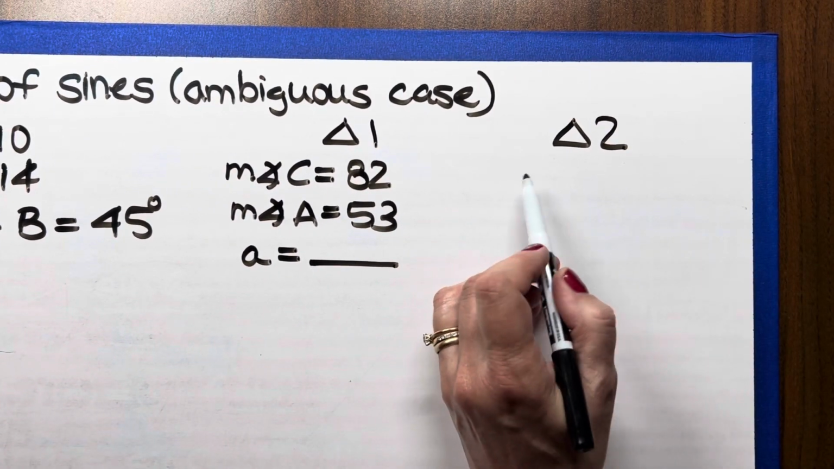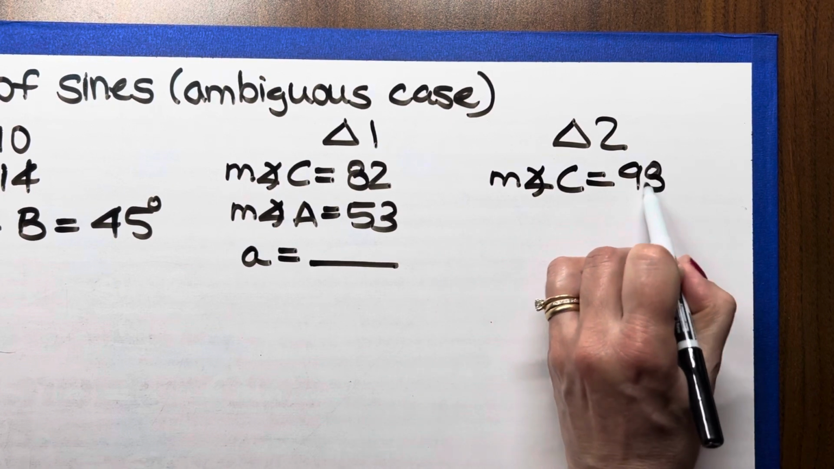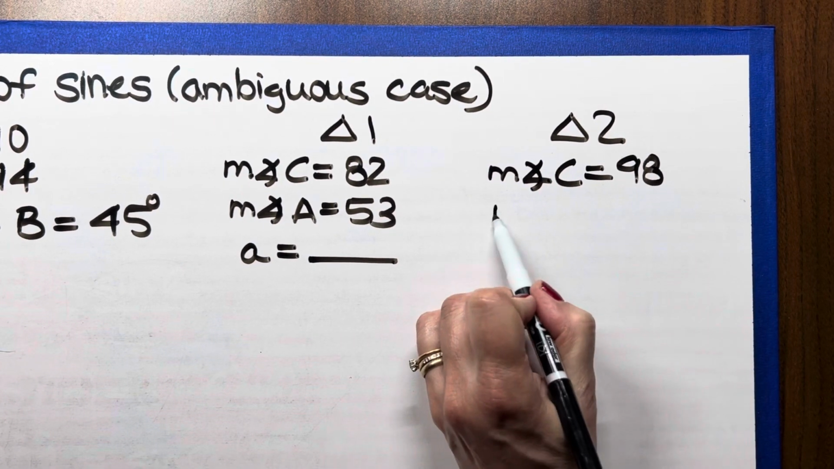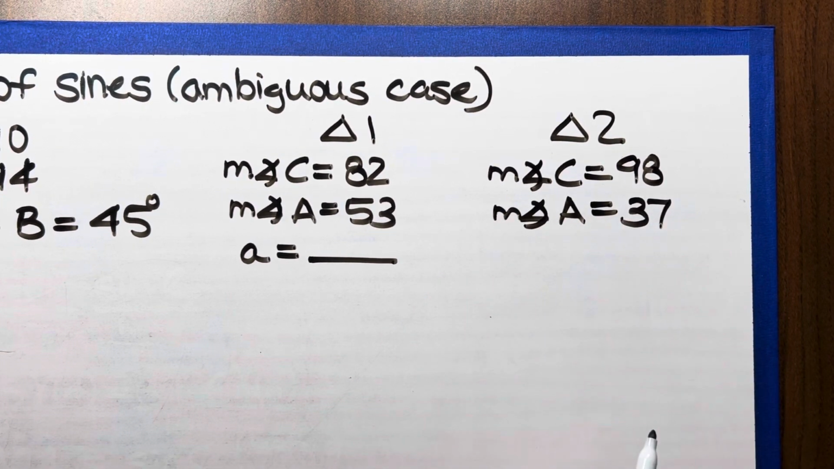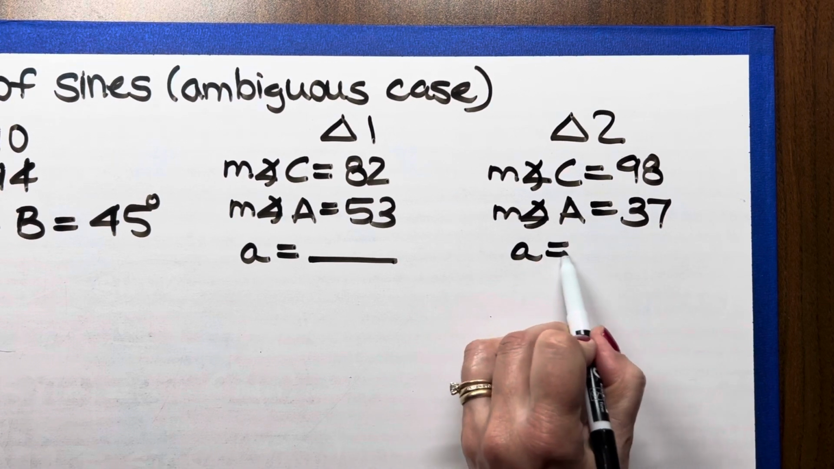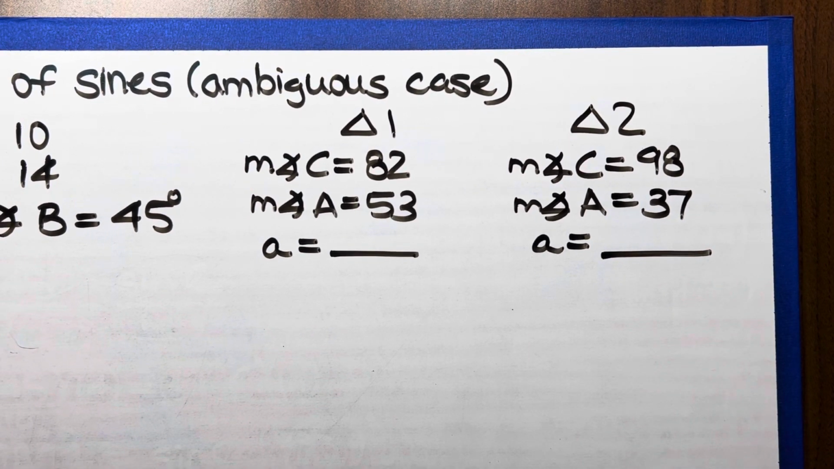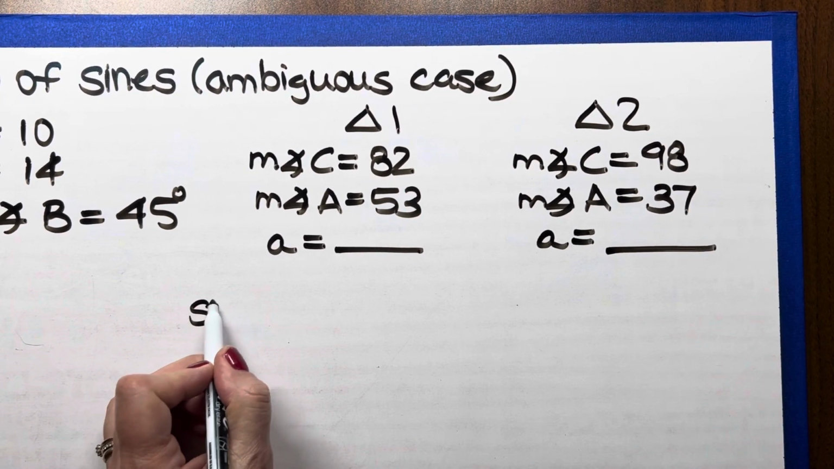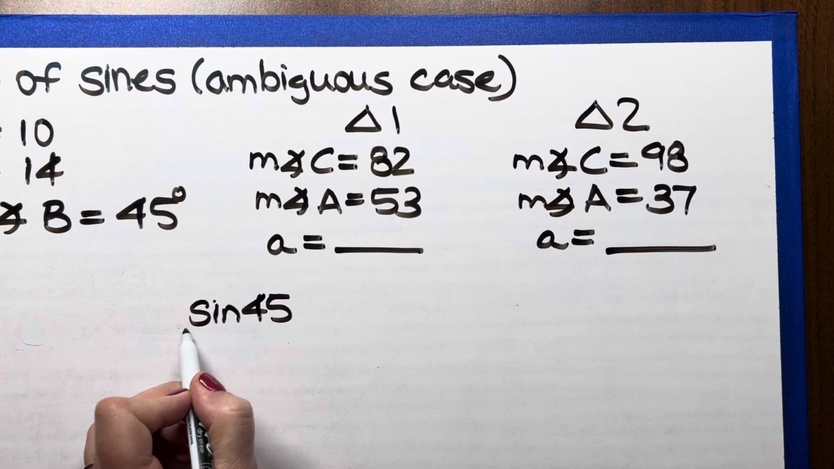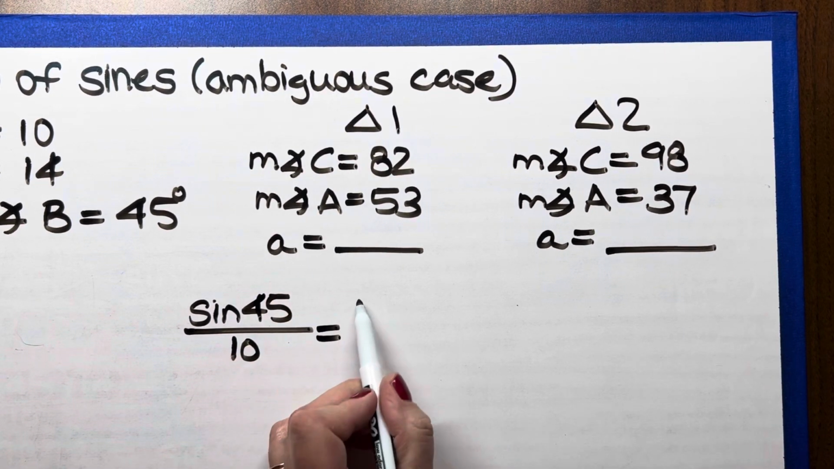For our triangle number 2, this is the one where we had the measure of angle C equal to 98 degrees, which meant the measure of angle A was going to be 37. So now we also have to figure out what A value would go with this one. Once we get to here, we're going to treat it just like our other law of sines problems. And I am going to use my original information whenever I can because I know it's correct. But now I do have to use this angle A that I found.